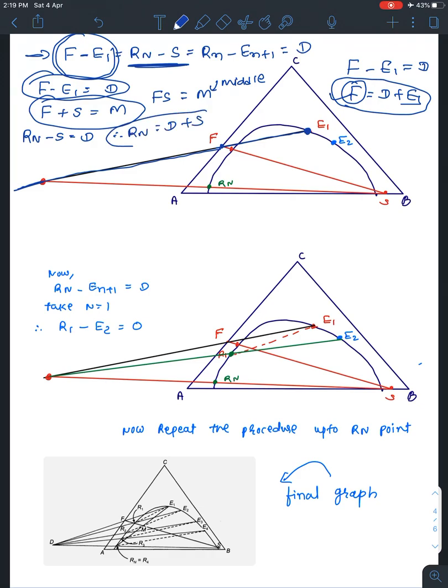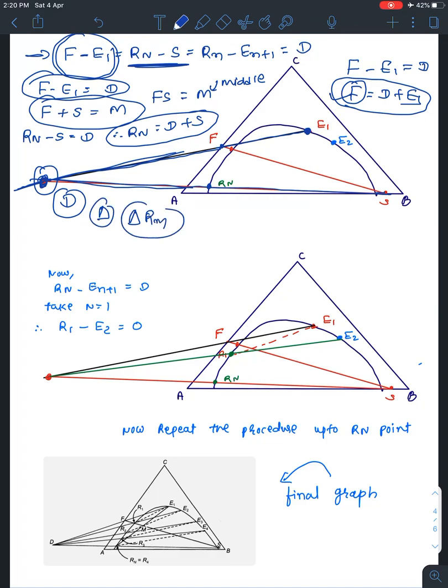Again, both are known to us. So I'll join these points Rn and S, up to some extent. The point at which both lines will intersect is called the difference point. We are indicating it with D. In some books it is delta, in some books it is delta Rn, which is nothing but the difference point. So that was the step for how to come up with this D point.